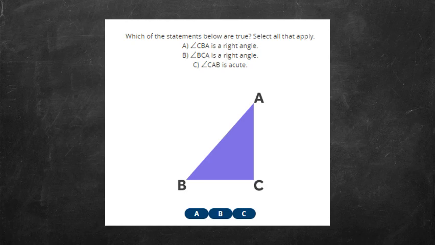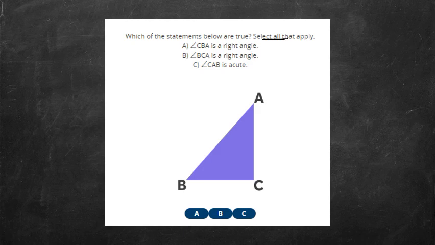Let's look at this one. Which of the statements below are true? Select all that apply. And let's remember that it says select all that apply, so we may have more than one answer. Let's look at the first choice. A, angle CBA is a right triangle.